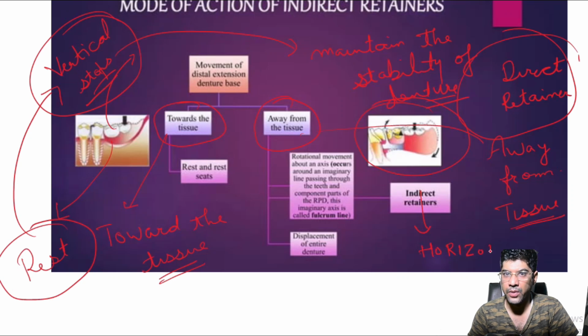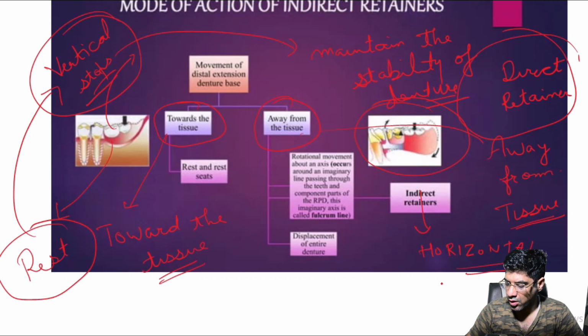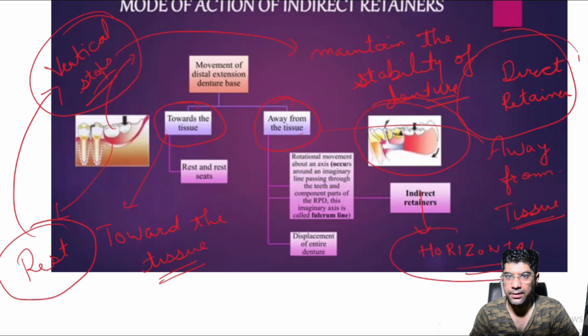Now, movement can be in buccolingual direction. The buccolingual direction is horizontal. So this type of movement can affect the stability of the denture, and it is countered by the stabilizing component of denture such as the major connector and denture flanges, which helps to maintain the horizontal stability.